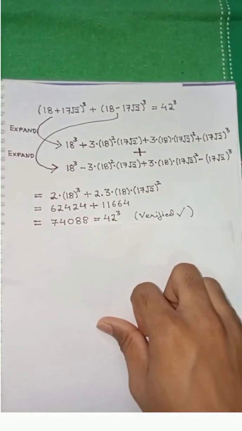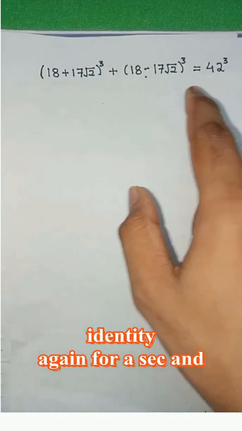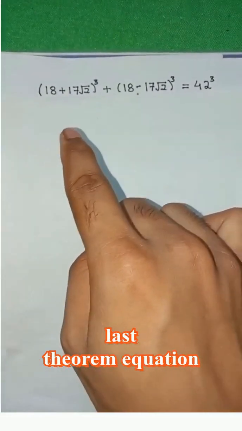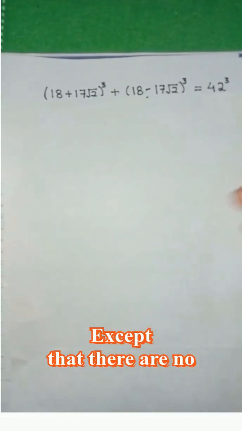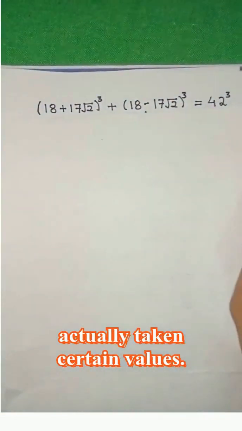So it's verified. Let's come back to this identity again for a sec, and notice how this whole expression looks an awful lot like Fermat's last theorem equation for exponent 3, except that there are no variables this time, but those variables have actually taken certain values.